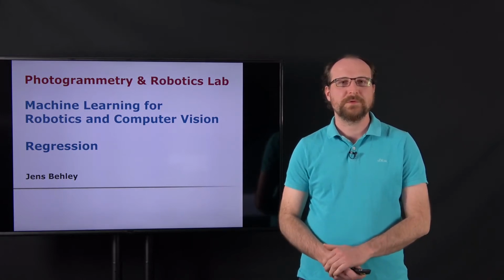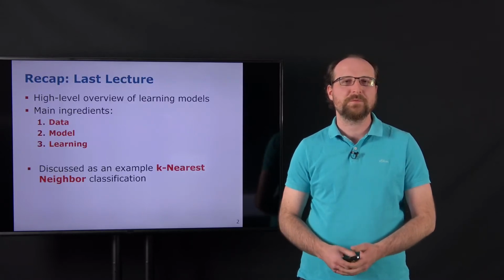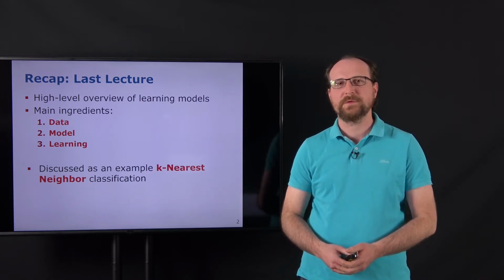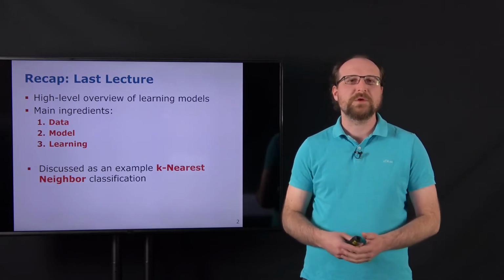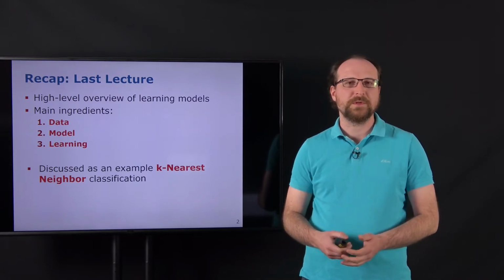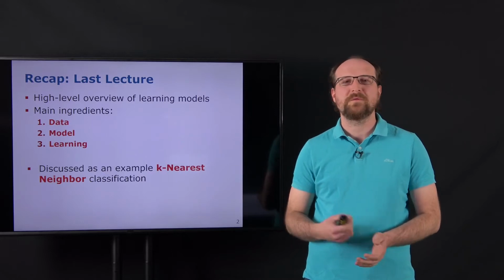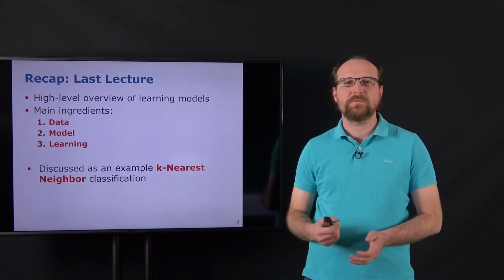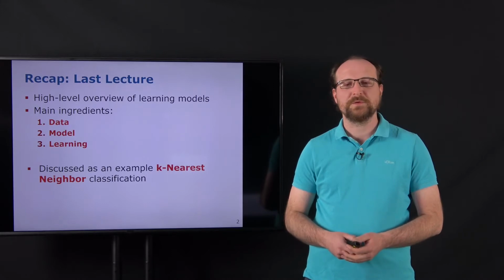In this lecture we will cover regression, and to give you a little bit of recap of what happened in the last lecture: there we had a high-level overview of learning models, and we discussed the main ingredients of these learning models, so of the machine learning algorithms. So the data part, the model, and the learning. We gave only a very rough overview of what happens there, and in this lecture we will focus more on specific models for regression and how to learn these regression models.